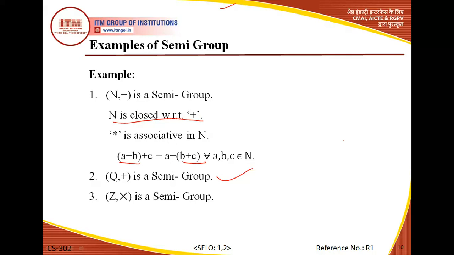If you take any three elements of the set of integers, say suppose 2, 5, and 10, then if you multiply 2 and 5 first and then with 10, or 5 and 10 first and then with 2, the answer would come out to be same. Hence, this is associative with respect to multiplication also. Hence, all of these are examples of semigroups.